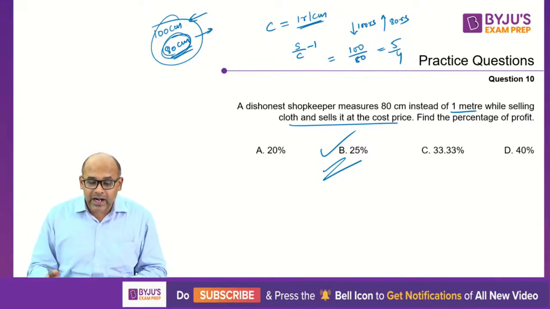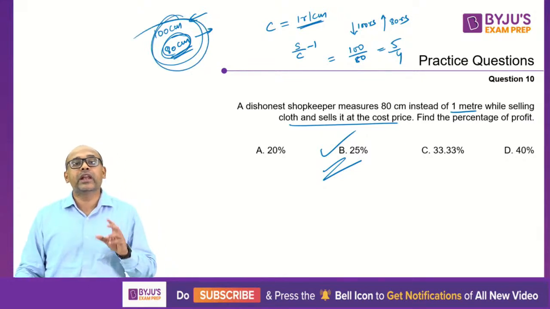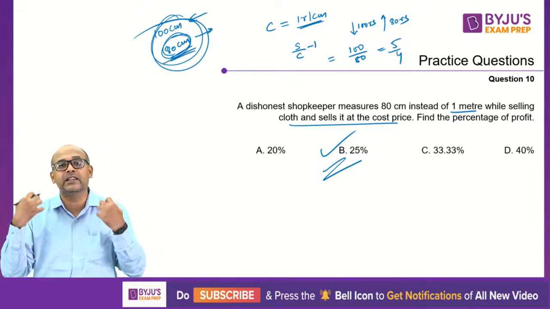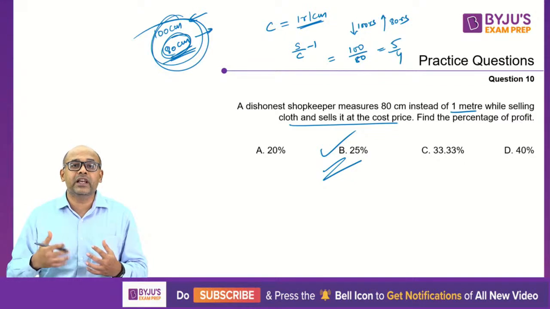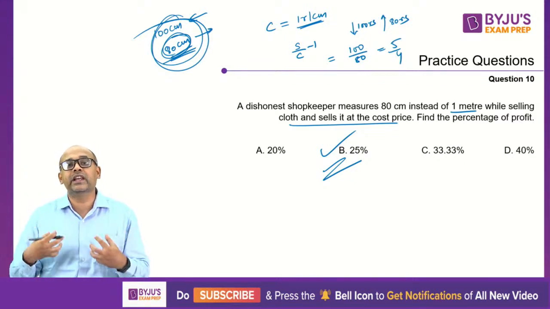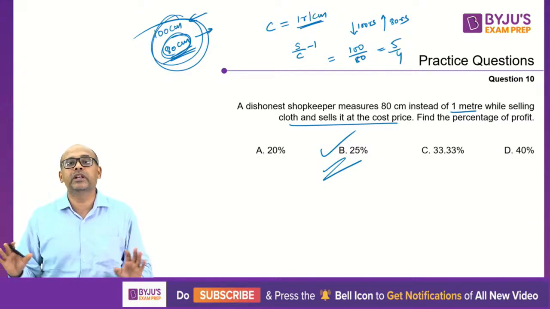rupee per cm. And when this happens, you can calculate, so for every 80 centimeters he is selling, how much money is he taking, and for this 80 centimeters how much has it cost him. So just look at how much is he getting in and how much has he spent. That should be enough to give you the answer.